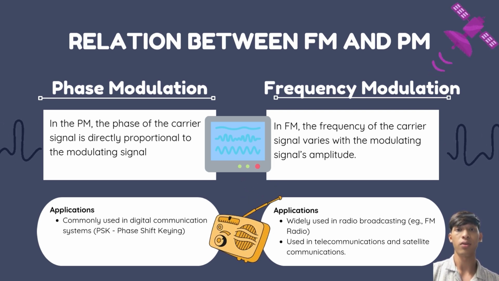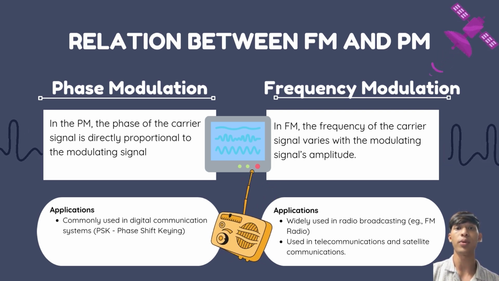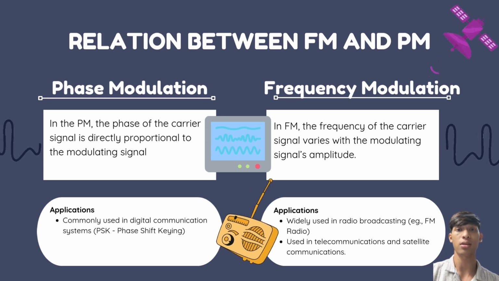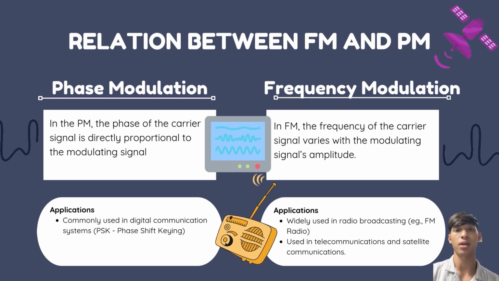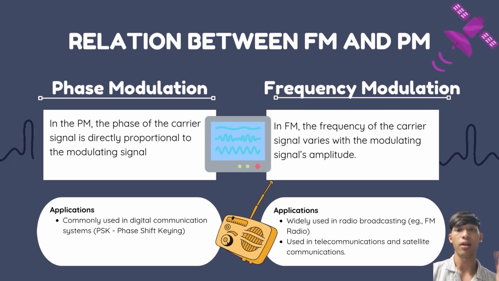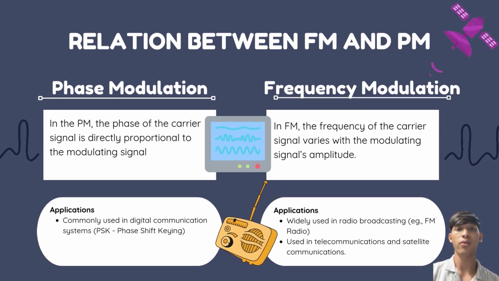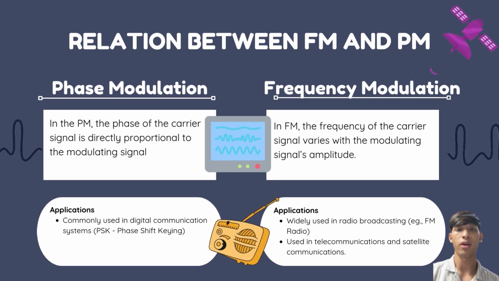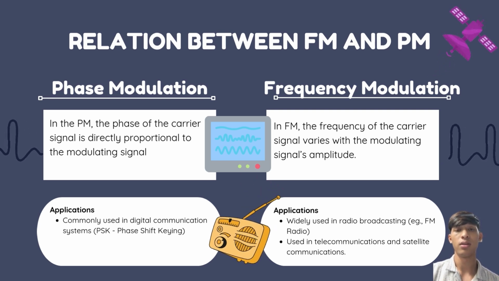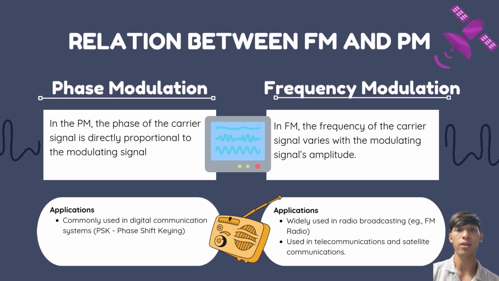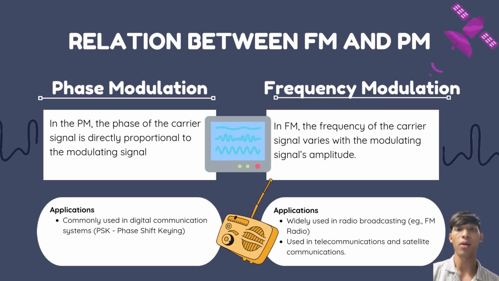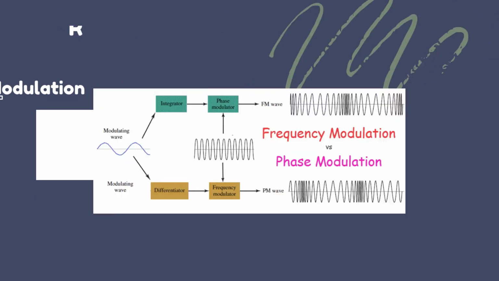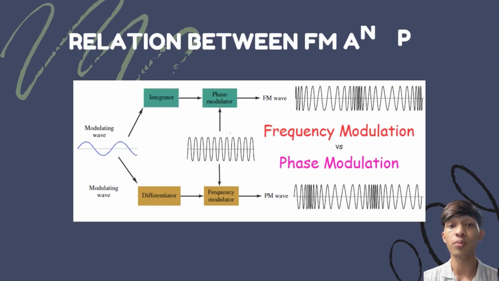In phase modulation, the phase of the carrier signal is directly proportional to the amplitude of the modulating signal. This approach is often used in digital communication systems such as phase shift keying. And in frequency modulation, the frequency of the carrier signal varies with the amplitude of the modulating signal. This makes frequency modulation resilient to amplitude noise and suitable for high-quality audio such as FM radio broadcasting and satellite communication.